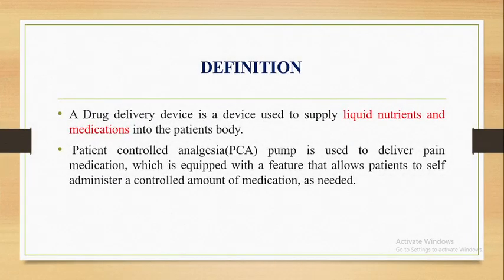Let's see the definition. A drug delivery device is a device used to supply liquid nutrients and medications into the patient's body. Patient controlled analgesia pump is used to deliver pain medication, and is equipped with a feature that allows the patient to self-administer a controlled amount of medication as needed. The patient can be self-medicated. They won't need any help from other persons like nurses or caretakers.